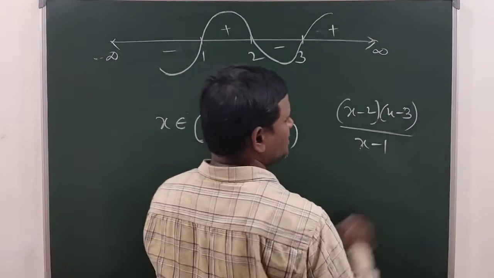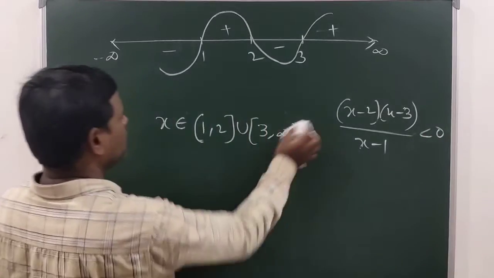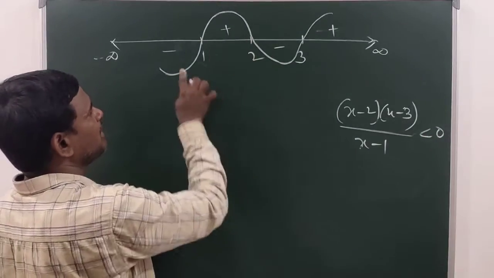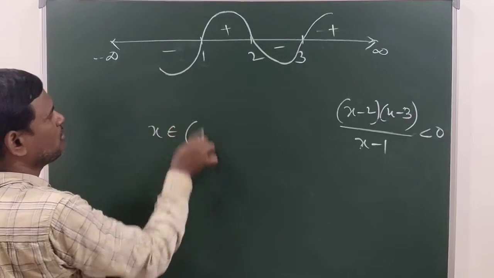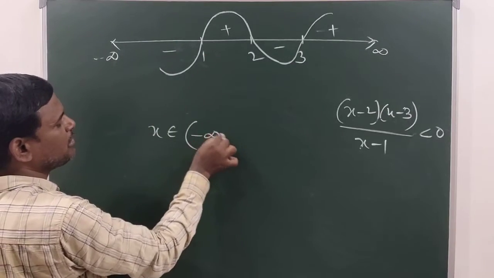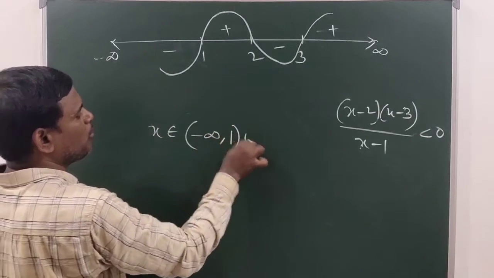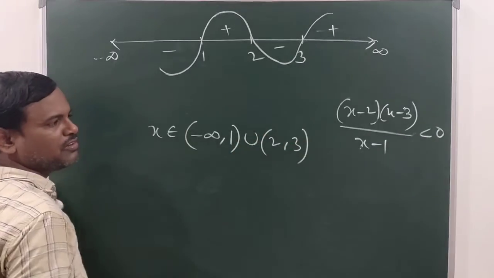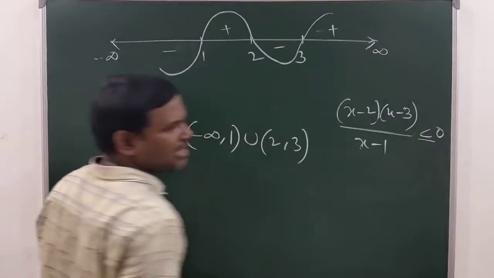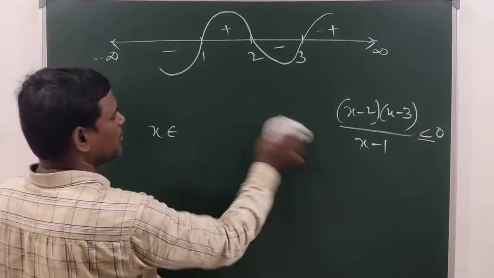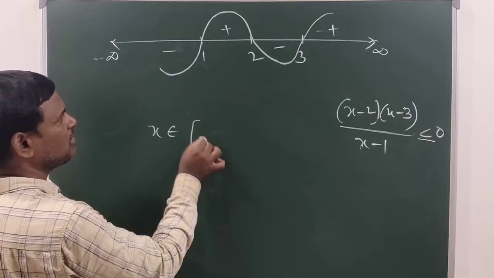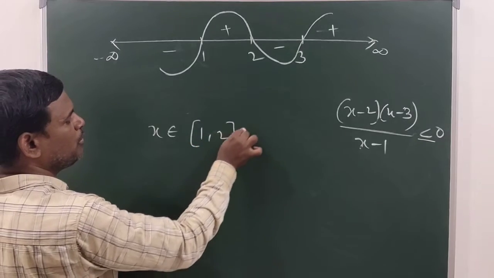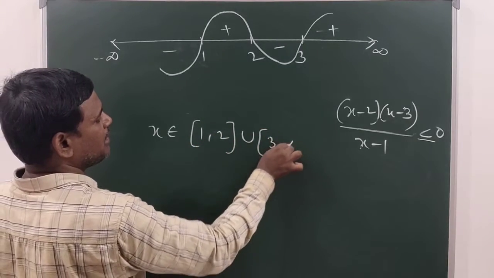If it is less than 0, what is the solution set? Where it is negative, x belongs to, see, smaller than 1 means where do you reach? Minus infinity to 1, right side open, union 2 to 3. This will be the solution set for that. If it is less than or equal to, what do you have to write? Closed interval of 1 to 2 union 3 to infinity.